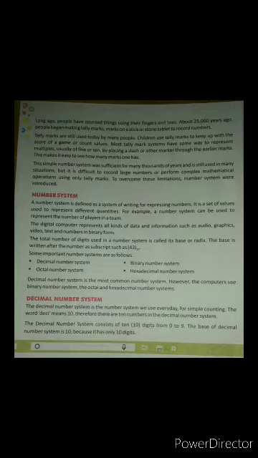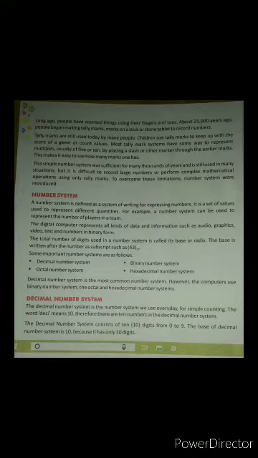It is a set of values used to represent different quantities. Quantities means numbers themselves. For example, a number system can be used to represent the number of players in a team. So how many players are there? 11 or 12. So we have to represent 11 or 12. How to write 1 or 2, or in Roman numbers.